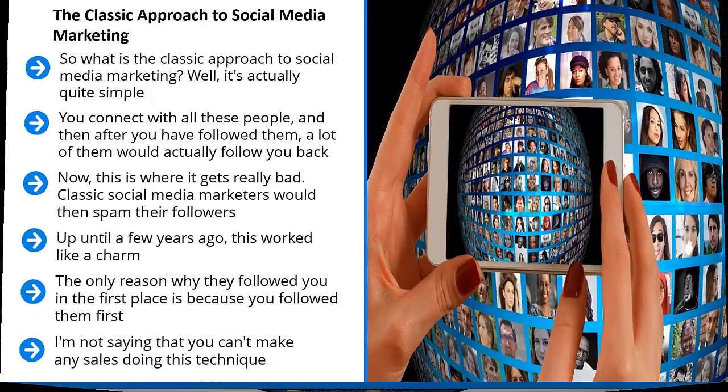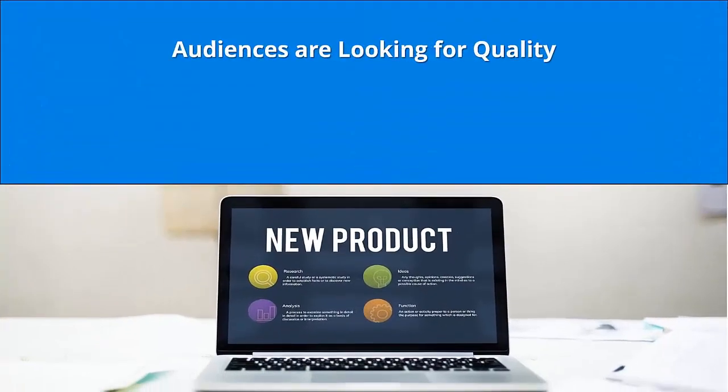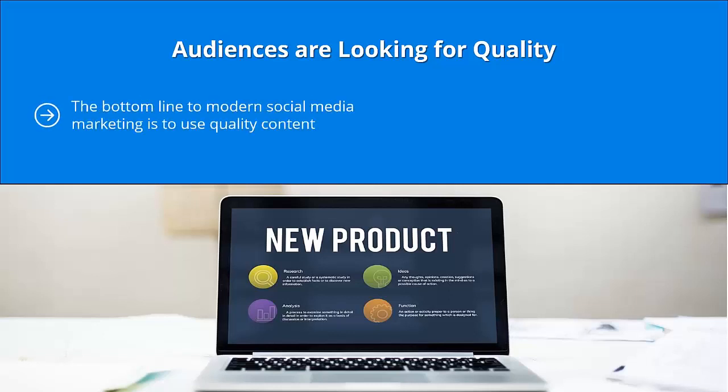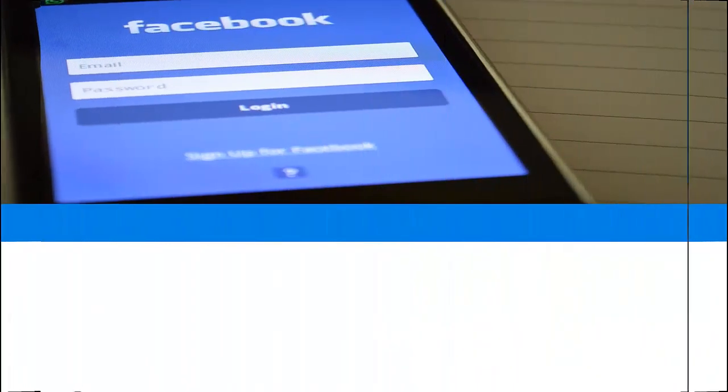You're better off using a quality-based approach. Audiences are looking for quality. The bottom line to modern social media marketing is to use quality content. Your content will speak for you. Your content will do the pre-sales job regarding your brand. In other words, your content is your representative. It speaks to the values you want your brand to be associated with.